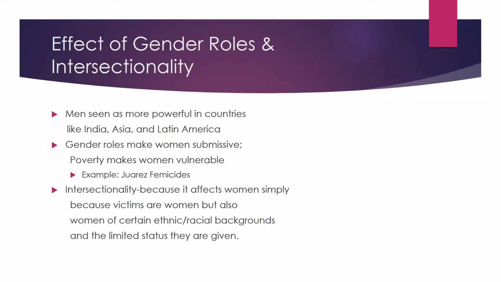Gender roles have an effect on the execution of femicide. Men are typically seen as more powerful in countries like India, Asia, and Latin America. These gender roles make women submissive to men. For example, the femicides in Ciudad Juarez, Mexico, show the grotesque effects of machismo on women, who are vulnerable due to being in poverty and due to their gender. This is an example of intersectionality because victims are women or female, but also they are women of certain ethnic or racial backgrounds. This gives them a limited status that is automatically given and puts them at a disadvantaged position.